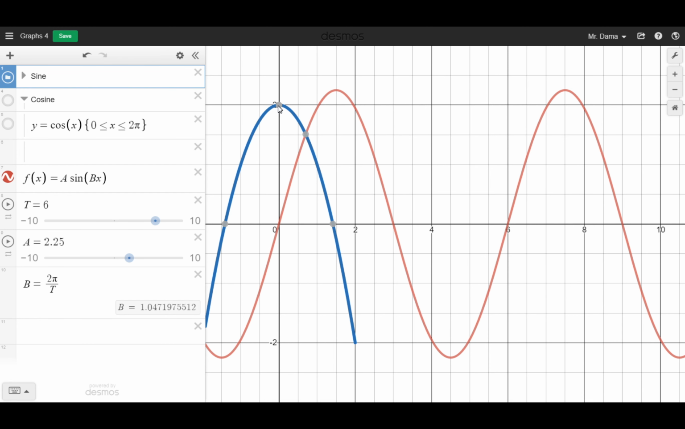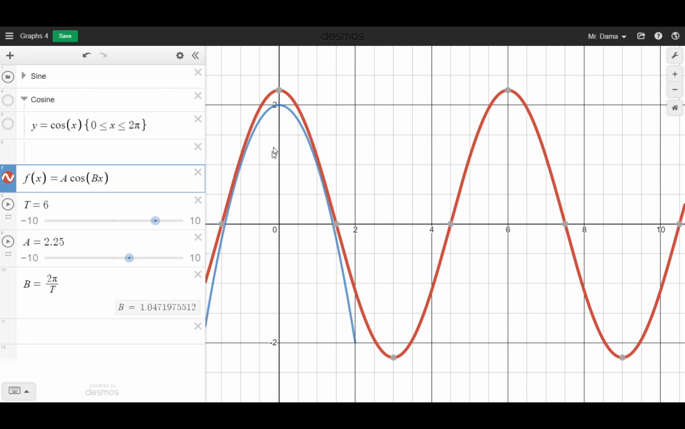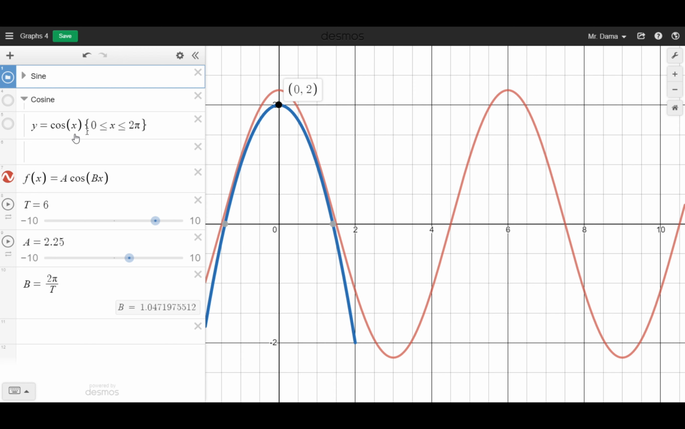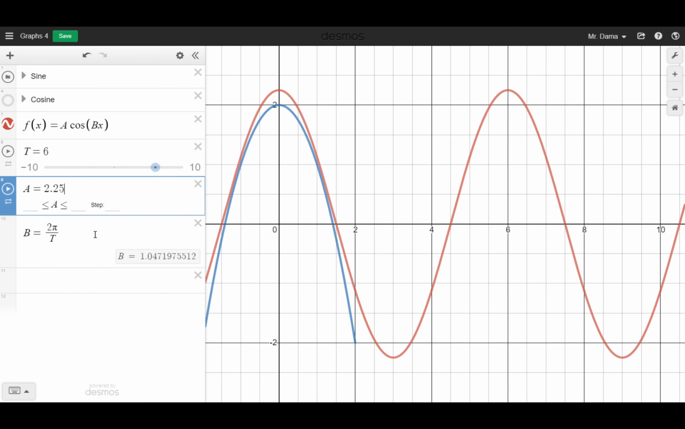Well, since it's at the top at the start, I know instead of using a sine curve, I'm going to use a cosine curve. So I'm going to leave all this, and I'm just going to change this word from sine to cosine. Okay, I've got to spell that right. And first off, I want to know the height, and A is only 2.